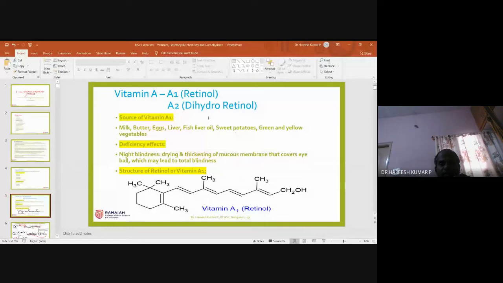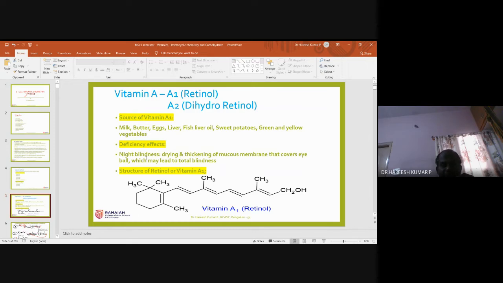Sweet potatoes also contain vitamin A1. Green and yellow vegetables, more particularly spinach. Not only spinach, all green and yellow vegetables contain vitamin A1. Then what are the deficiency effects? Vitamin A deficiency means night blindness.